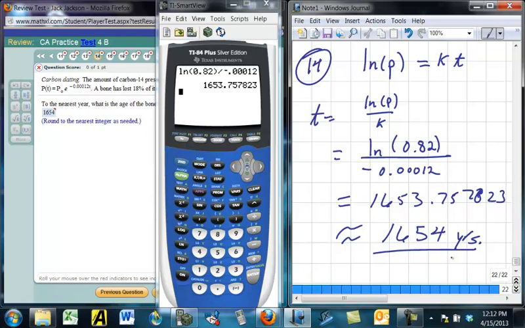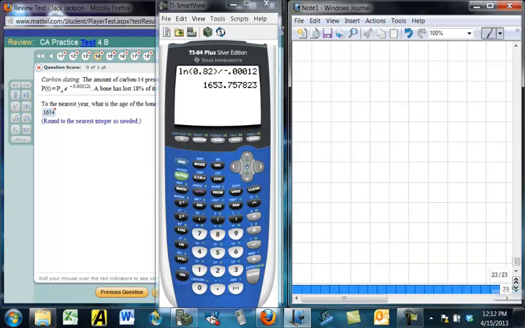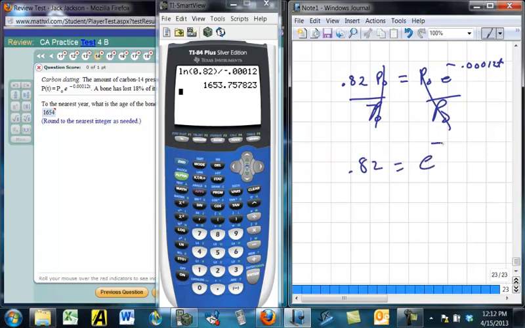Okay, you could also do it by just starting back at the formula and working with that. You'd have 0.82 times the original p0 is p0 e to the negative 0.00012t. First thing, divide by p0 on both sides. That cancels out. So you have 0.82 equals e to the negative 0.00012t. Take the logarithm of both sides, or rewrite it as a natural logarithm. And now it's just like what we did before. And that's where we started basically before.